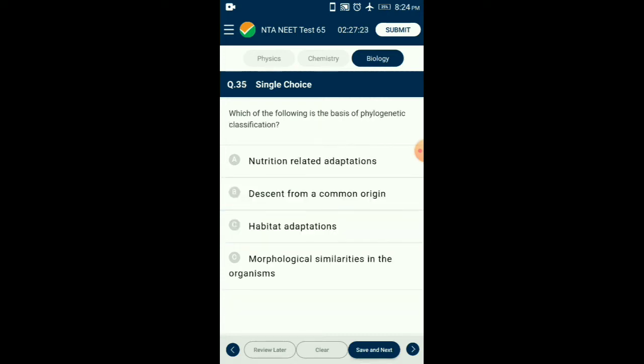Question number 35. Which of the following is the basis of phylogenetic classification? Phylogeny is the study of evolutionary history of organisms. In phylogenetic classification, both morphological characters and evolutionary history of organisms are considered. Phylogenetic classification was first proposed by Eichler. It is the most important classification used for classification. So the answer is option B, descent from common origin.